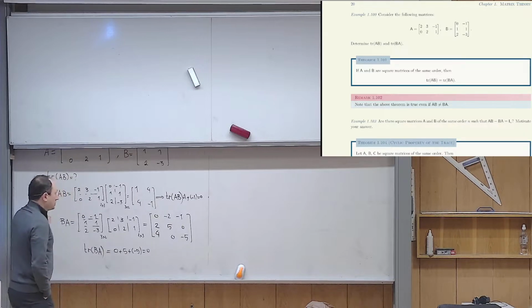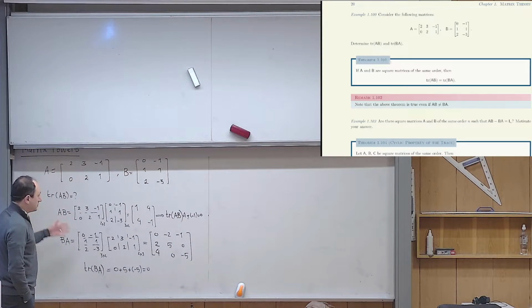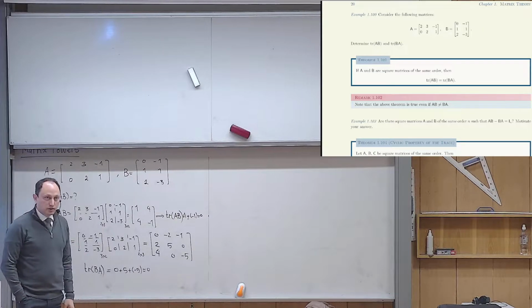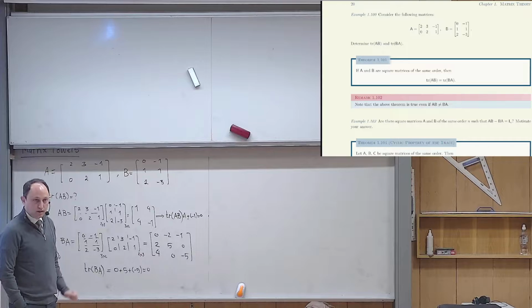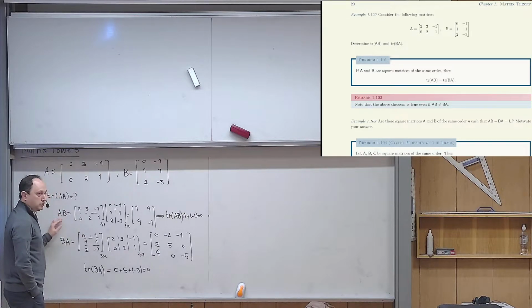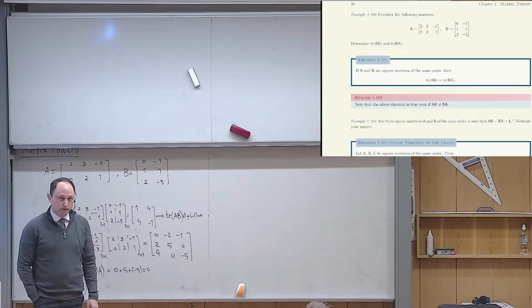But anyway, I want you to see this. You might think that it is a coincidence, but we can prove that no, this is not a coincidence. That is always the case. So it is extremely important to know that even if AB is not equal to BA, the trace of AB is still equal to the trace of BA.